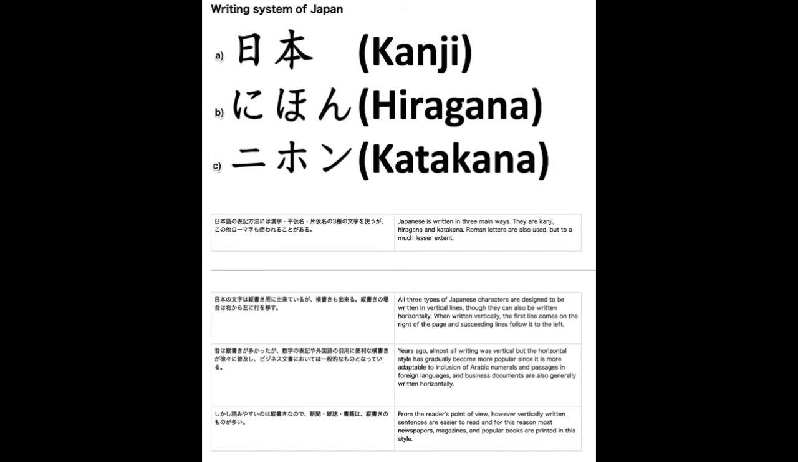Page 19-2. All three types of Japanese characters are designed to be written in vertical lines, though they can also be written horizontally. When written vertically, the first line comes on the right of the page and succeeding lines follow it to the left.